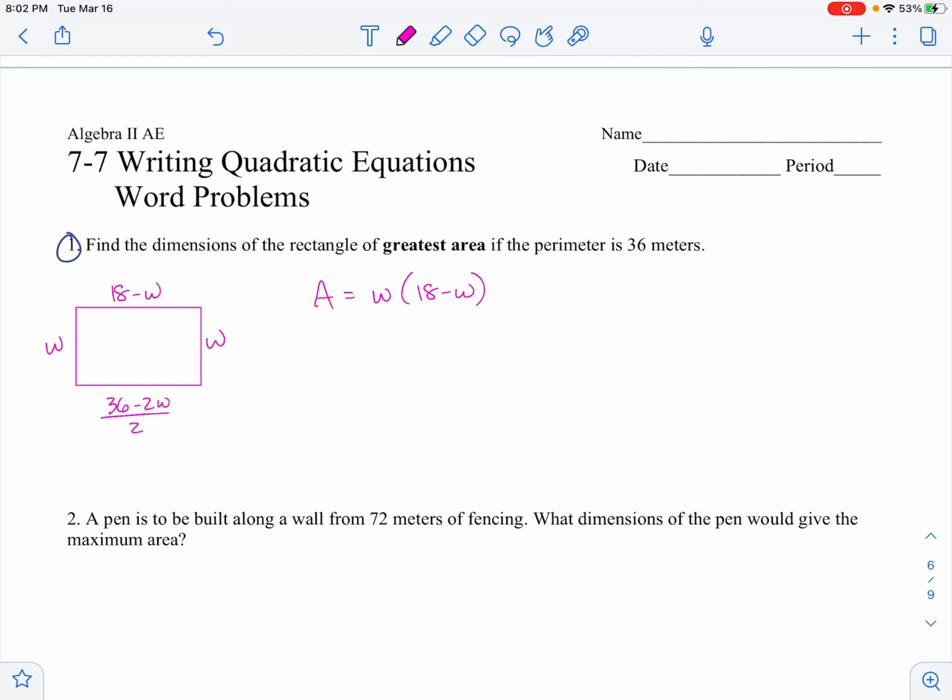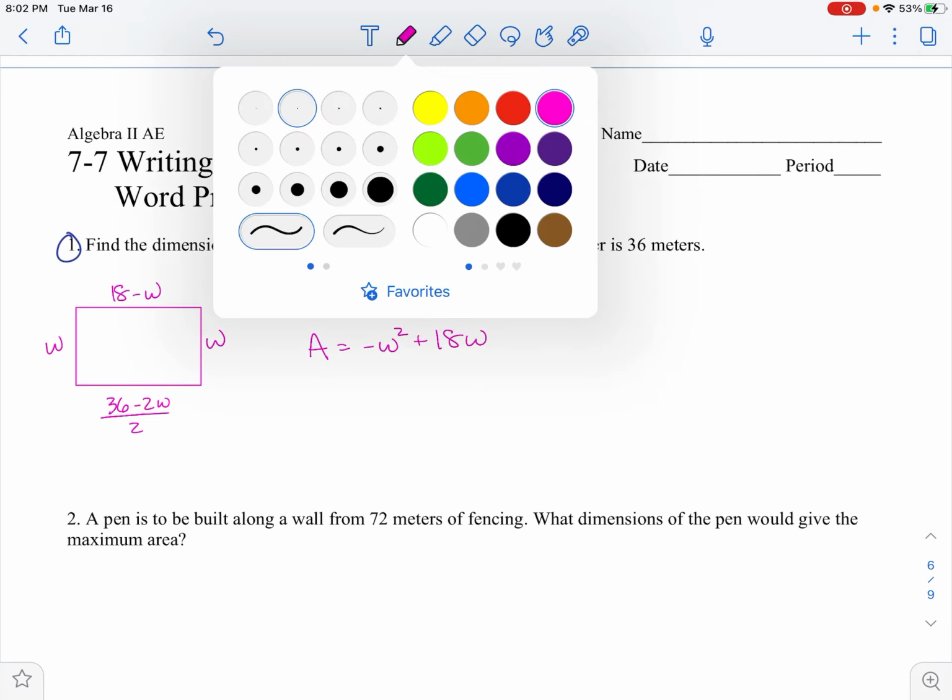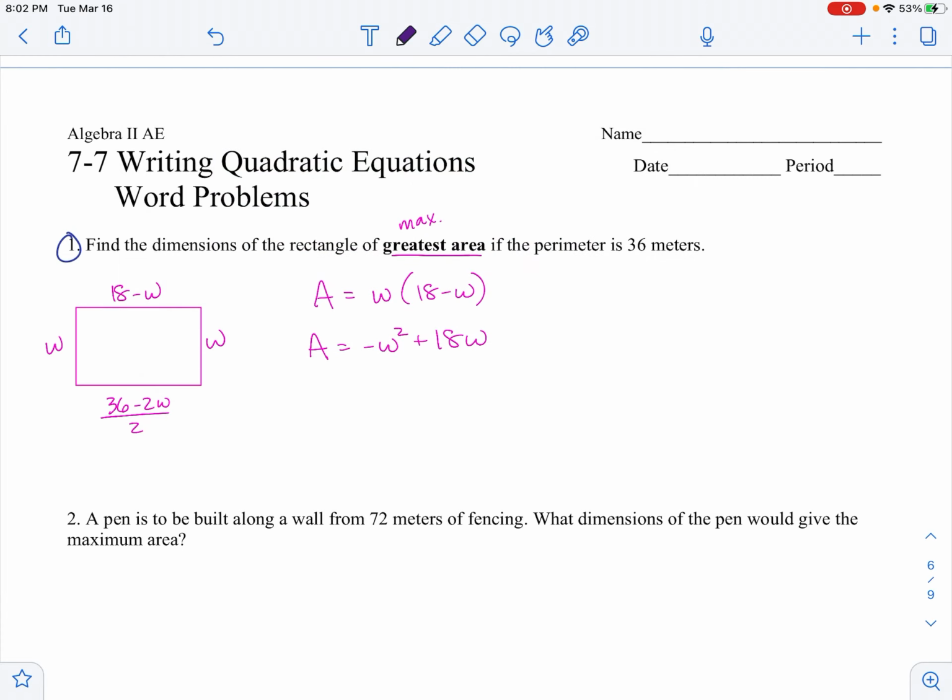What the heck though? We don't know the area. That's okay. Area is going to be equal to, well, I'm going to rearrange. I'm going to have negative W squared plus 18W when I distribute. And what I'm asking you here is to find the greatest area. Another word I could say here is the maximum area, which hopefully would clue you off that you need to go and think about the vertex.